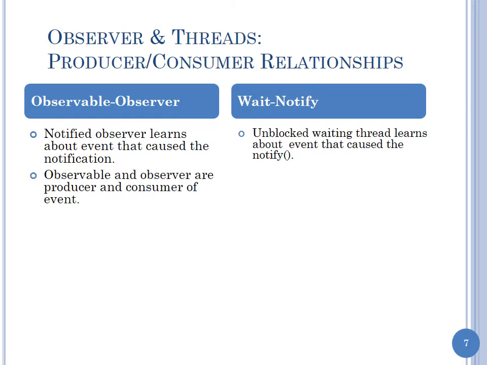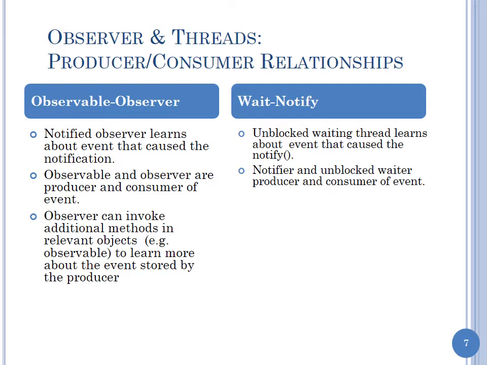So we can say that the observable in the observer pattern is the producer of an event, and the observer is somebody who learns about the event and so is consuming the event. Similarly, in the wait notify situation, the unblocked thread gets to know that the condition to proceed is true now, so they learn some piece of information. Okay, so they are the consumer, and the notifier is the producer.